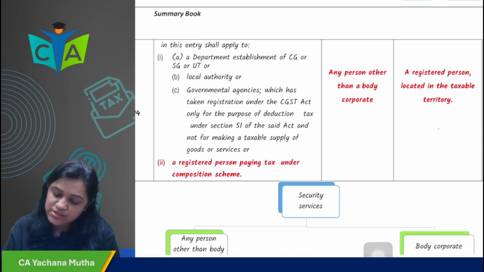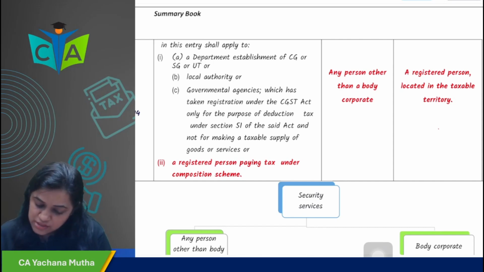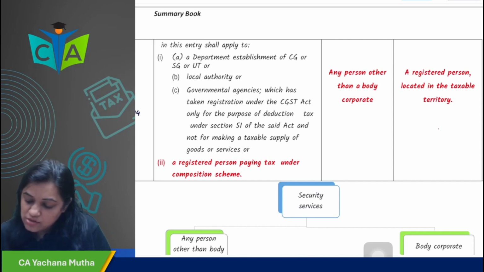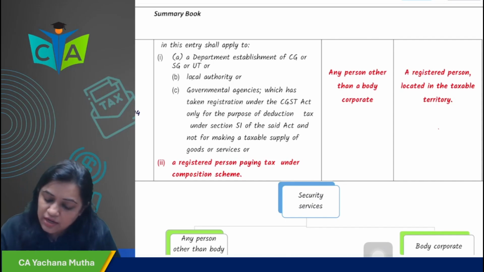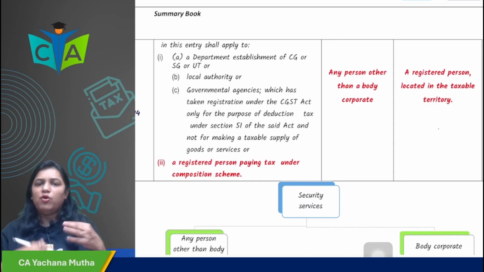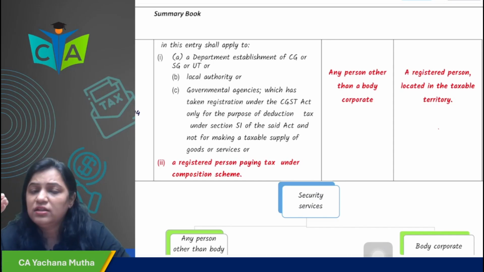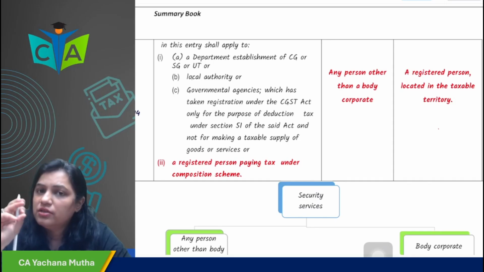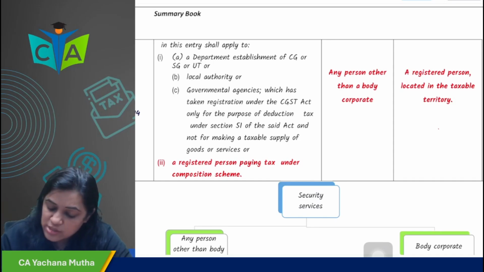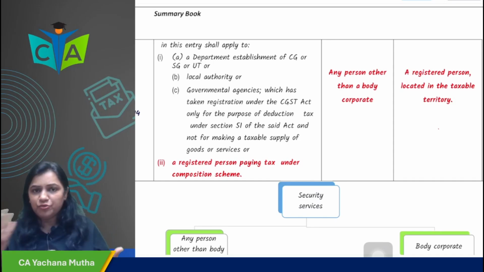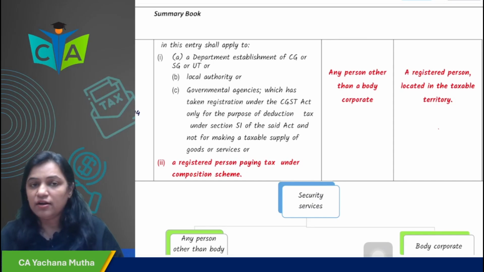Okay. Now next we'll see. There is one clarification, not very important. In case of renting of motor vehicle designed to carry passengers, if all those possibilities are there, then RCM is applicable. But transportation of passengers is altogether a different activity and it is not attracted under RCM.